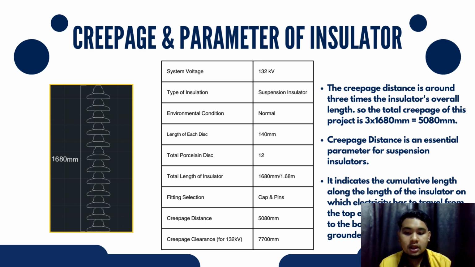So creepage distance is an essential parameter for suspension insulator. It indicates that cumulative length along the length of the insulator on which electricity has to travel from the top end being the high voltage to the bottom.